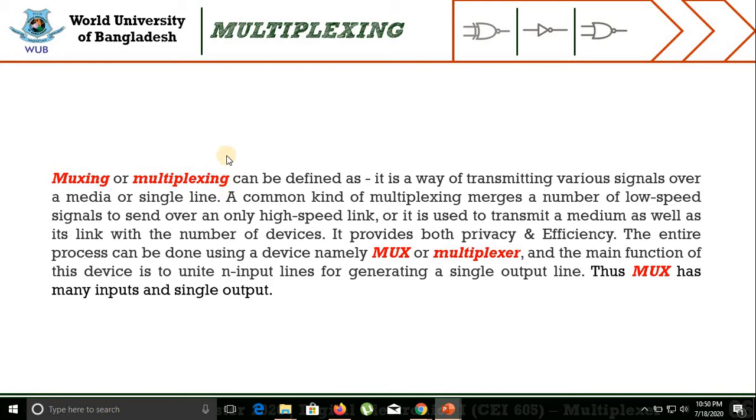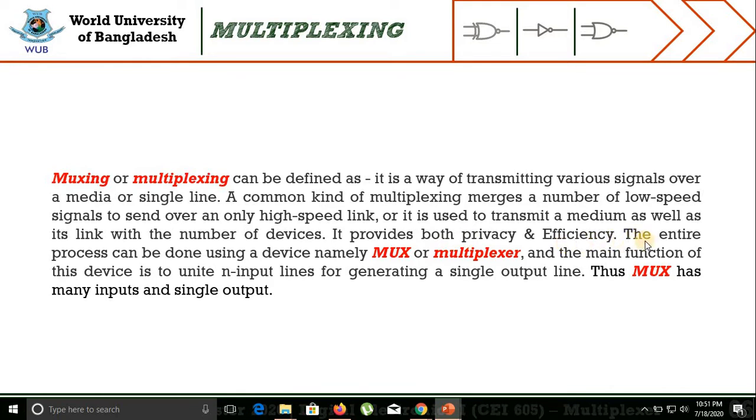Multiplexing, in short called muxing, can be defined as a way of transmitting various signals over a media or single line. A common kind of multiplexing merges a number of low-speed signals to send over a single high-speed link, or it is used to transmit a medium as well as its link with a number of devices. It provides both privacy and efficiency.